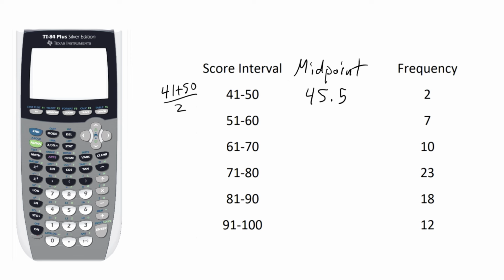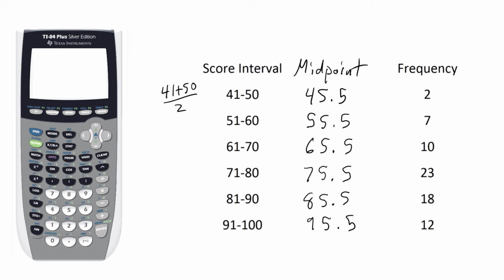So 51 plus 60 divided by 2 would be 55.5. 61 plus 70 divided by 2 would be 65.5. And you're probably seeing a pattern. Our next one will be 75.5, and then 85.5, and 95.5. And so those are all of our midpoints. Those are what we're going to use for the scores for each of these intervals.